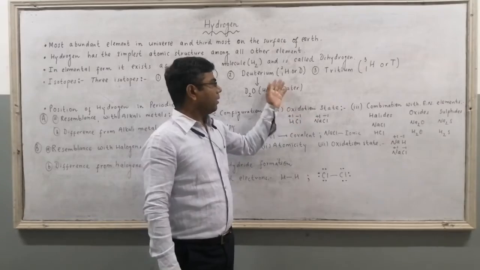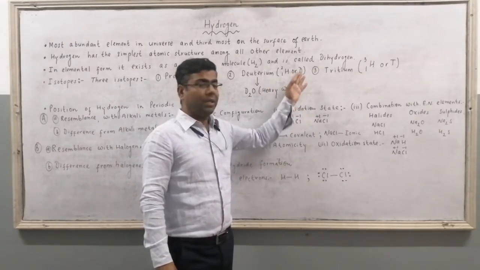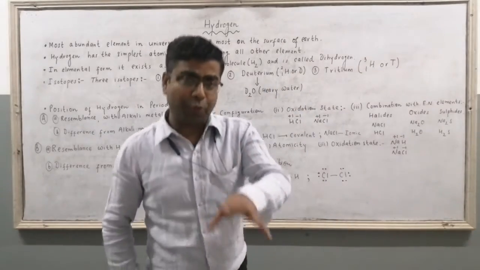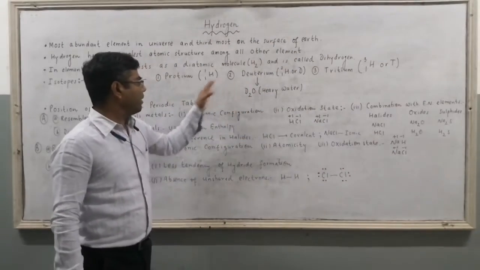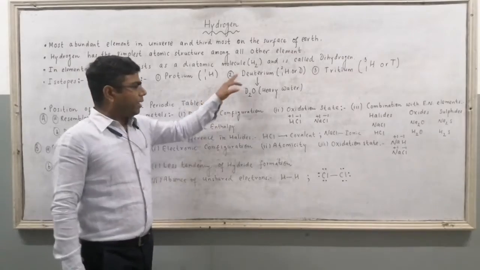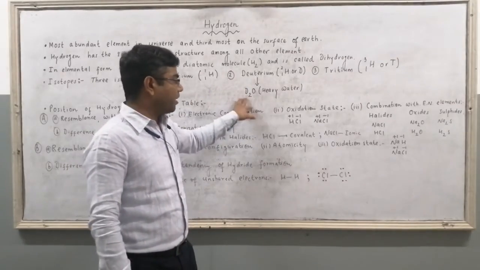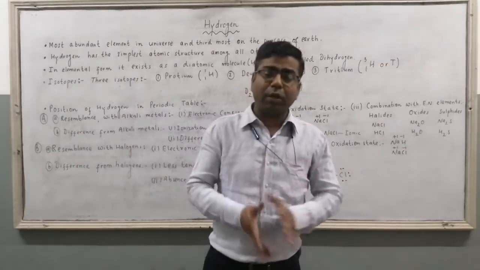So deuterium can also be represented as D. It is also called a heavy hydrogen. Reason is very simple, because its mass is more than protium. When deuterium combines with water, it forms D2O, which is called heavy water.